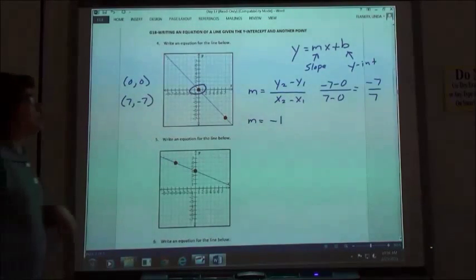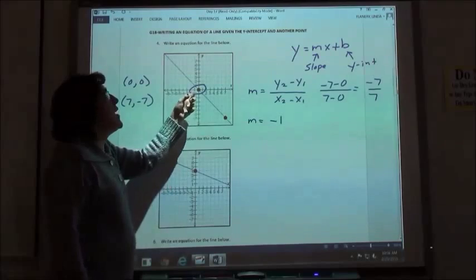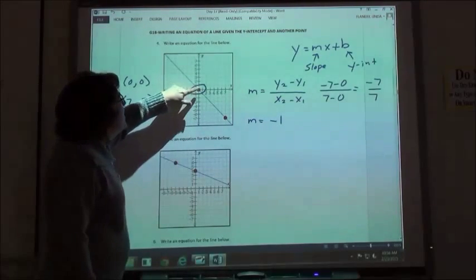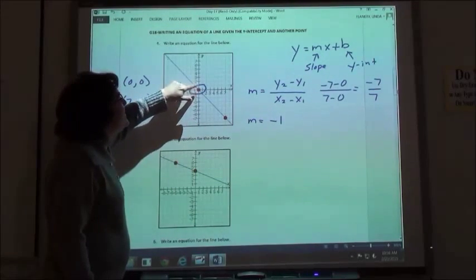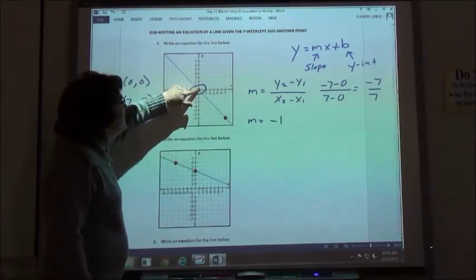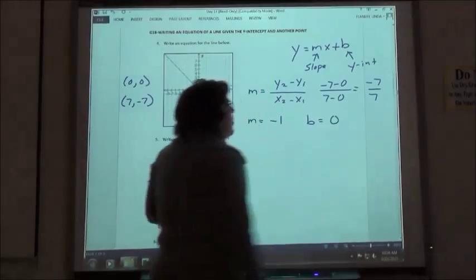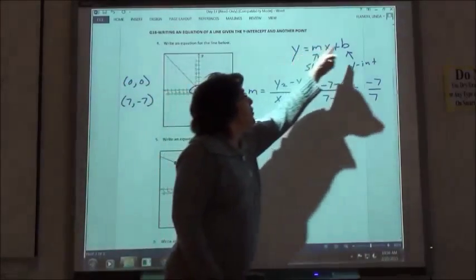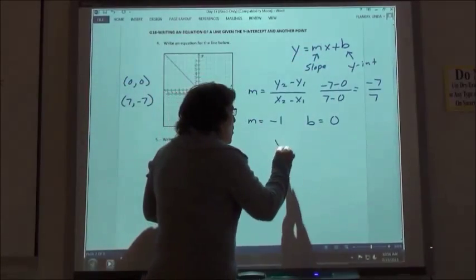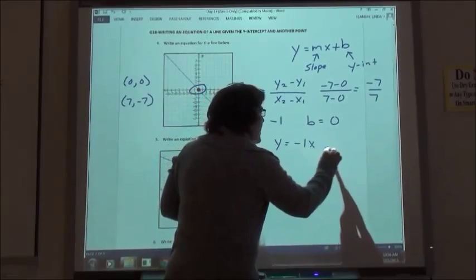My y-intercept, where does it touch the y-axis? Well, I happen to have it circled from that point. It touched the y-axis at 0. The y value is 0 of that point. So my b value is going to be 0. So plugging those two things into my equation, y is going to equal negative 1x plus 0.